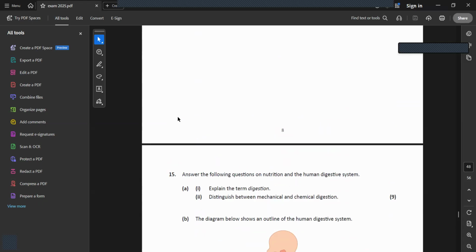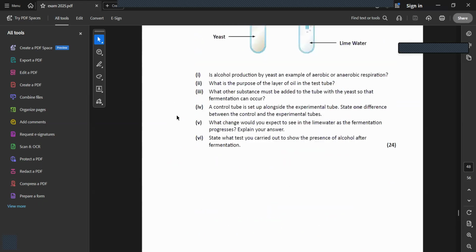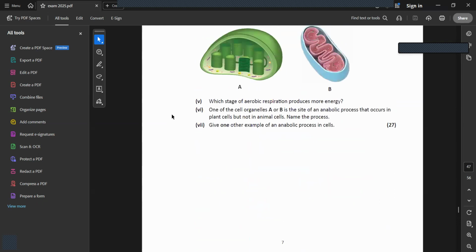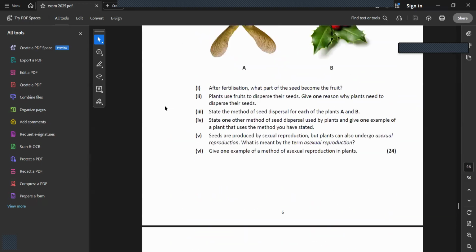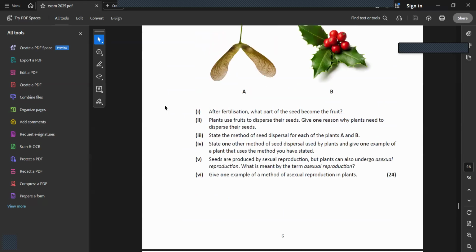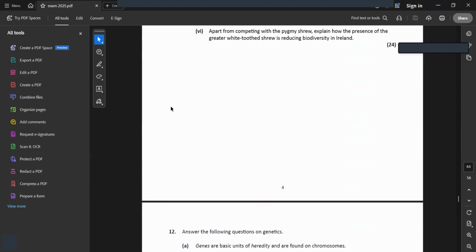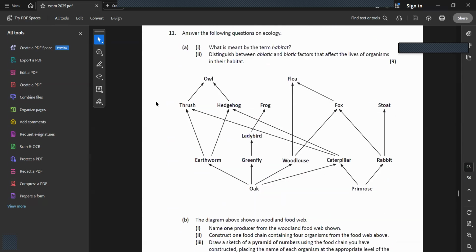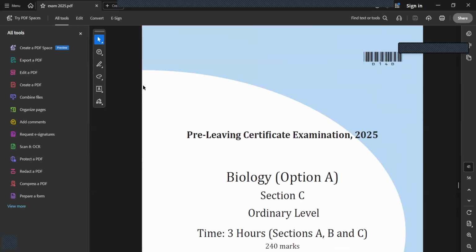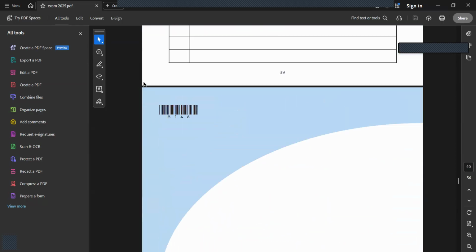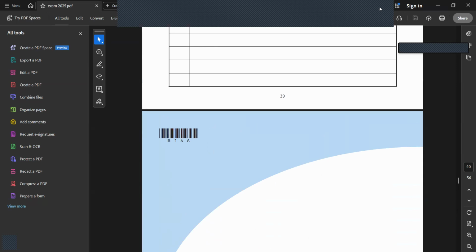There will always be some questions that you don't know everything about. But the more questions you practice from the past papers, the better you will get. My advice is to go through all the exam questions, from 2004 till 2025, everything. Go through it, okay? All these questions are ordinary level questions. The higher level questions will be posted another time. I wish you all the very best, and this is all for now.